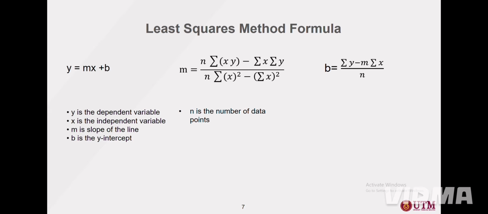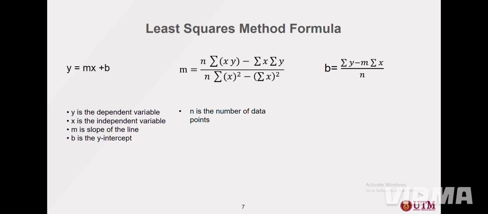So let's continue with our method, the least squares method formulation. To formulate the least squares, we need three main equations. As you see here, there are three equations, and the first one is y equals mx plus b.